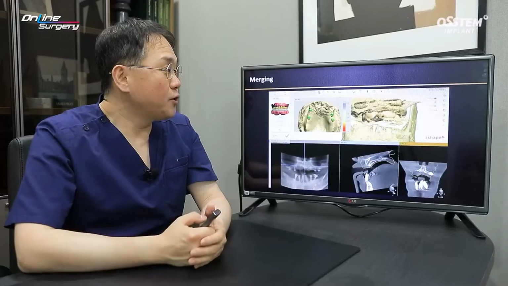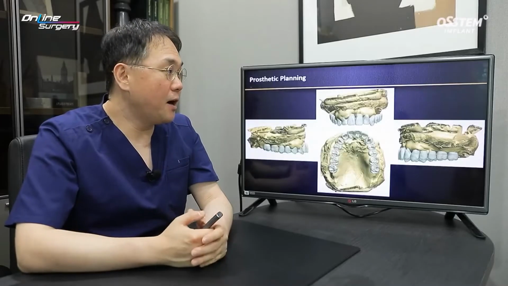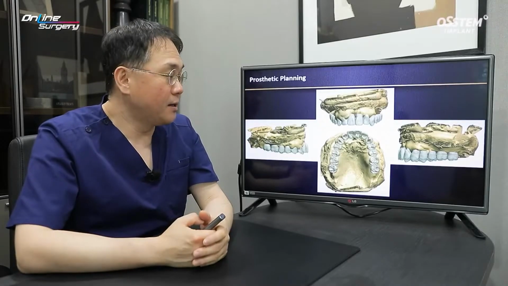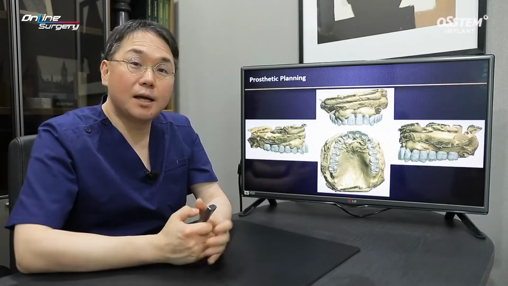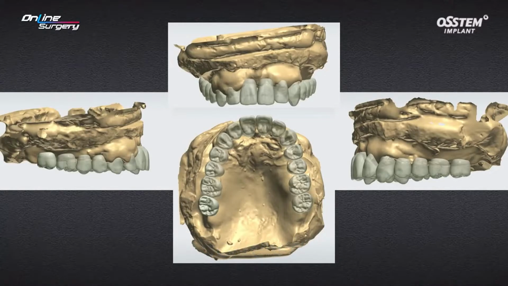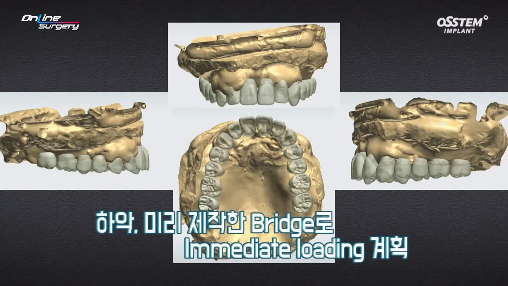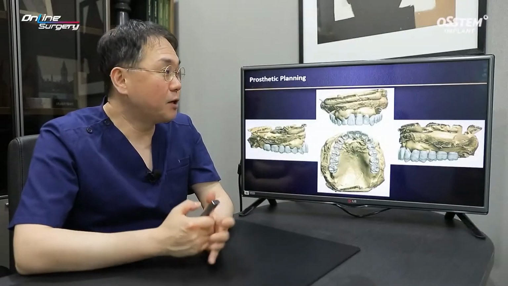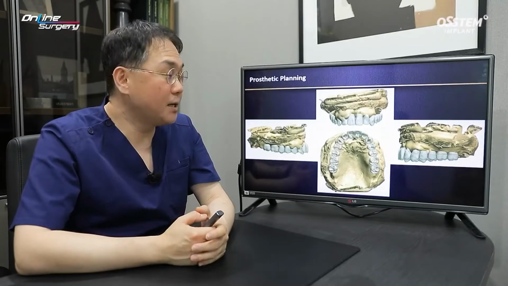After that, I designed the prosthesis for the upper and lower. For the upper, the patient was going to use a temporary denture, and for the lower, a prefabricated bridge was going to be used for immediate loading after implant placement using OneGuide. I anticipated that it was going to take more time for loading on the upper after implant placement, therefore implants were placed first in the upper.